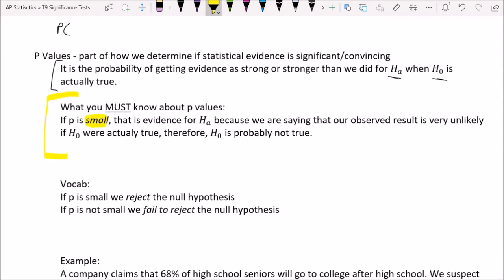But here's what we do, okay? And this says vocab down here, but really this is what we do. And it has vocab in it, or how we interpret. If the p-value is sufficiently small, then we reject the null hypothesis.